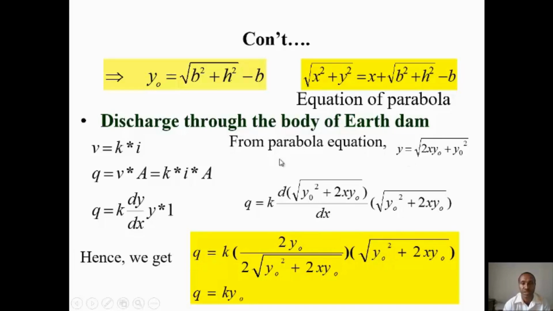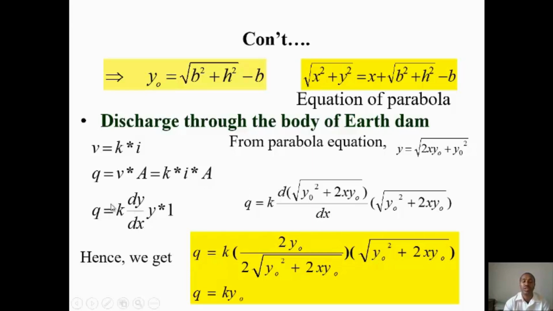Finally, you can substitute for the discharge through the body of the earth dam. Darcy's law for porous media is valid using this equation: velocity through porous media is equal to hydraulic conductivity times hydraulic gradient, which is i. Discharge is equal to velocity times area, so q equals k i A. You substitute k i in place of velocity. This is the discharge through porous media in the embankment dam.